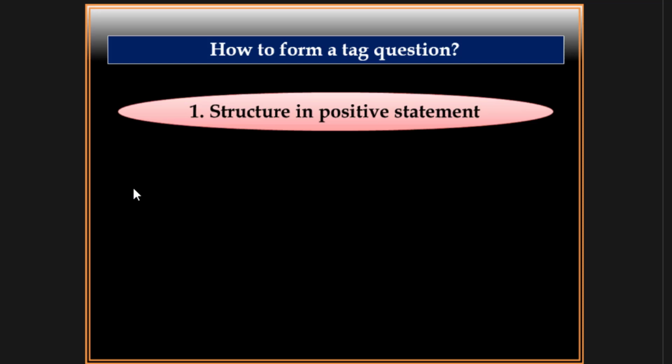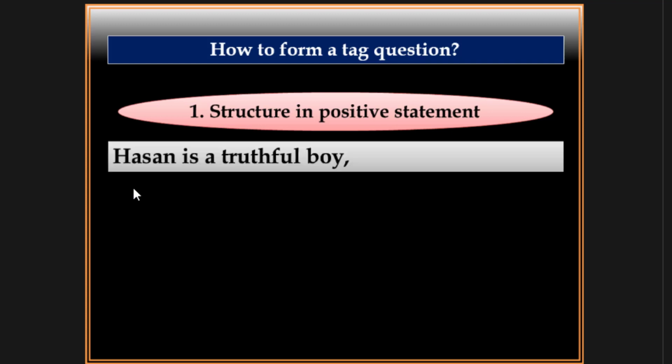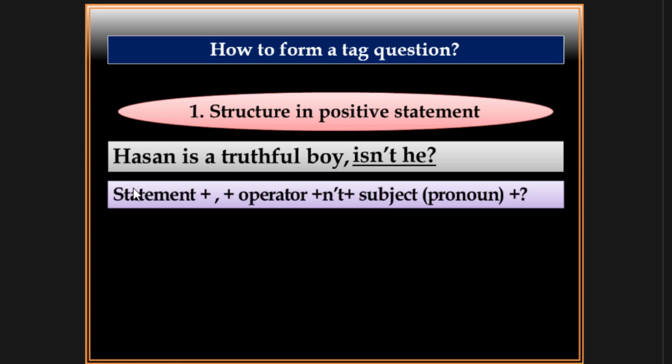How to form a tag question? Number 1. Structure in positive statement. Now look at the structure in positive statement. Hassan is a truthful boy. Here this is a statement plus comma plus operator, that means is, plus not plus subject plus pronoun form of the subject plus interrogation mark.